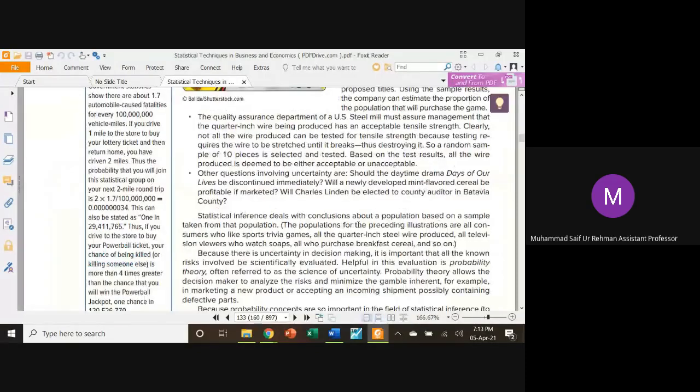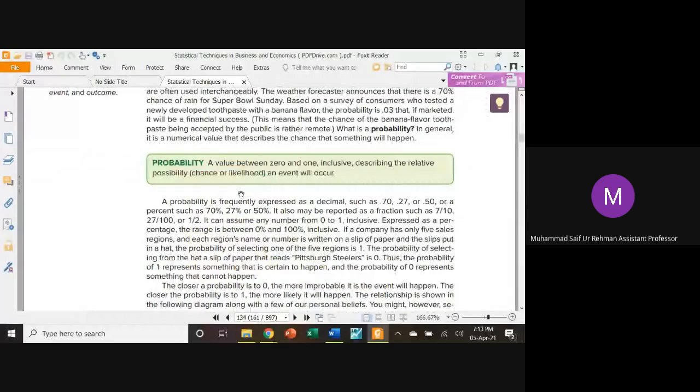So the proper definition is there: a value between 0 and 1 inclusive, describing the relative possibility, chance, or likelihood that an event will occur. But why are we interested in learning probability concepts? This is very important. Basically, all of us are normally interested in knowing something about the future, what will occur in future. If you are going to take some decision, what will occur, what will be the consequences. So everybody is normally interested in knowing what will happen in future. The chance of occurrence of any event basically relates to the future.